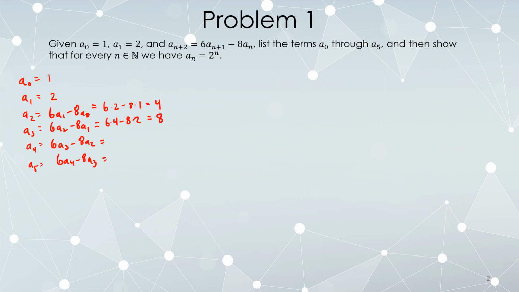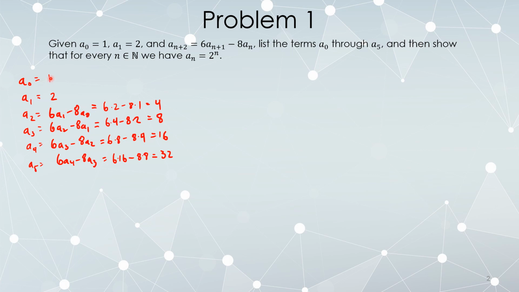Now that we know the value of a sub 3, a sub 4 can be computed as 6 times 8 minus 8 times 4. Since we had already computed a2 is equal to 4, I'm just plugging that in here. 48 minus 32, that's just 16. Now that we know both the values of a4, 16, and a3, 8, we get 6 times 16 minus 8 times 8. So 6 times 16 is 96. 8 times 8 is 64. 96 minus 64, 32.